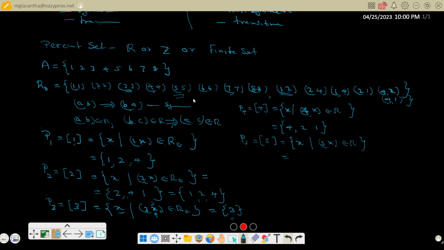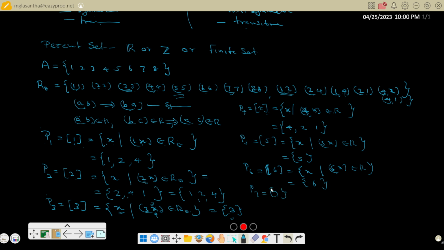5. Only you have this one, only 5. Single element. Then P6 is equivalent class 6. 6x belongs to R. So again, this is equal, 6, 1 is the other one. Only 6. Only 6. Then P7.